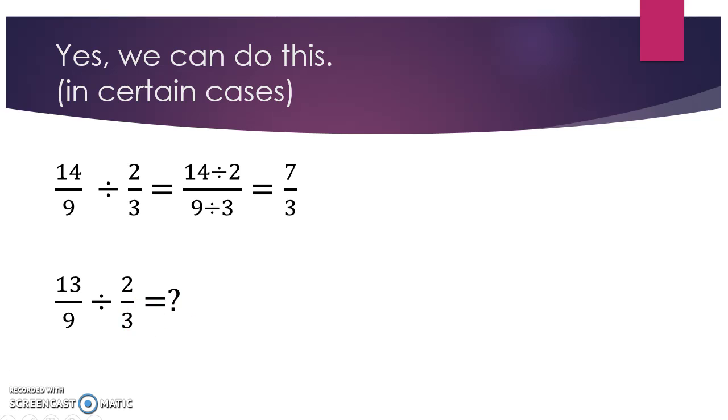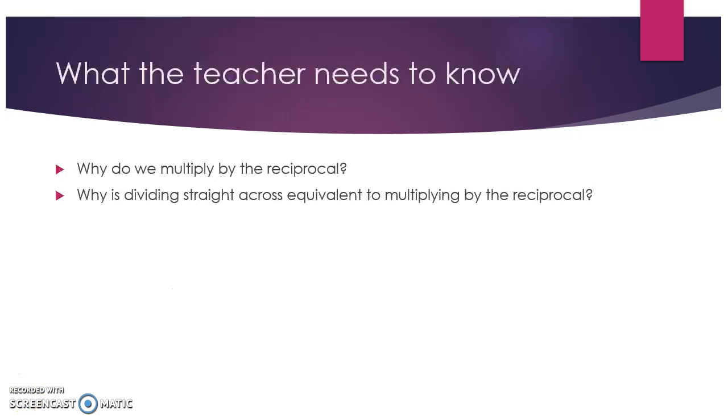So this shows that we can do it, but there are certain cases where it might not be the best way to do it. In order for a teacher to teach this concept to their students, they would have to know these two pretty big concepts. Why do we multiply by the reciprocal? That is, why does it work? How does it work? And why is dividing straight across the same thing or equivalent to multiplying by the reciprocal? It's pretty important for a teacher to know these things because if they don't have the knowledge of why and how it works, they're not going to be able to clearly explain it to their students, and then their students won't fully understand either.